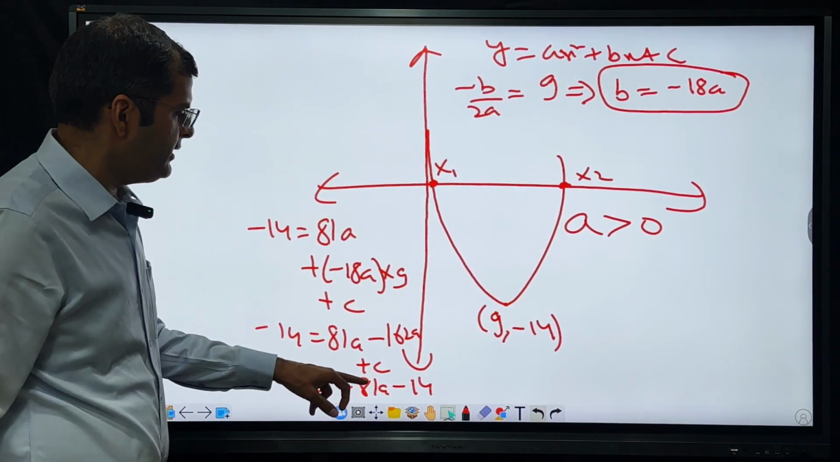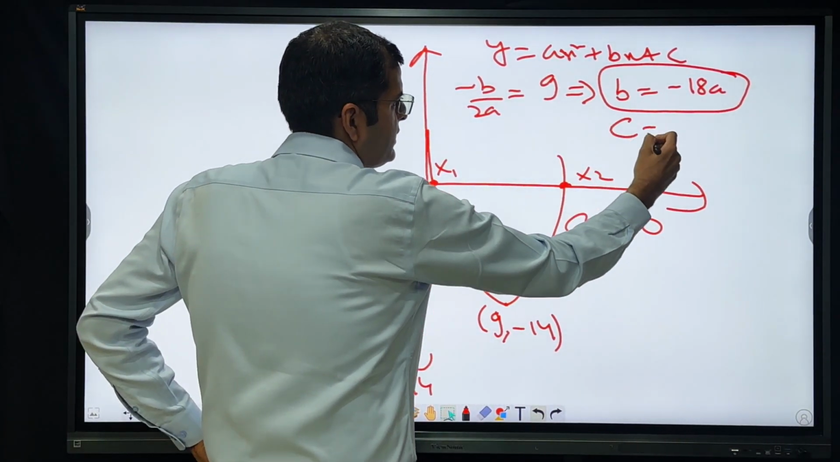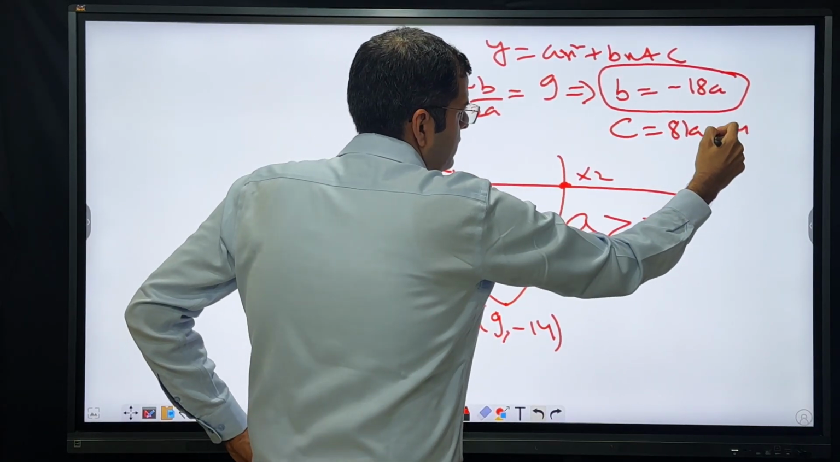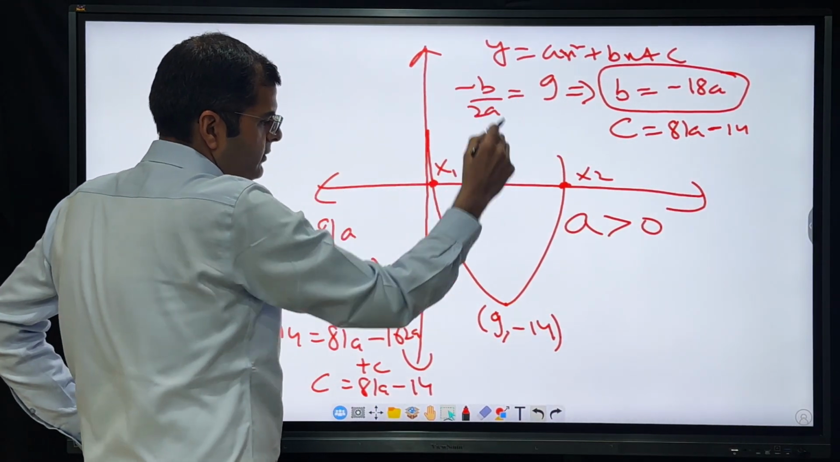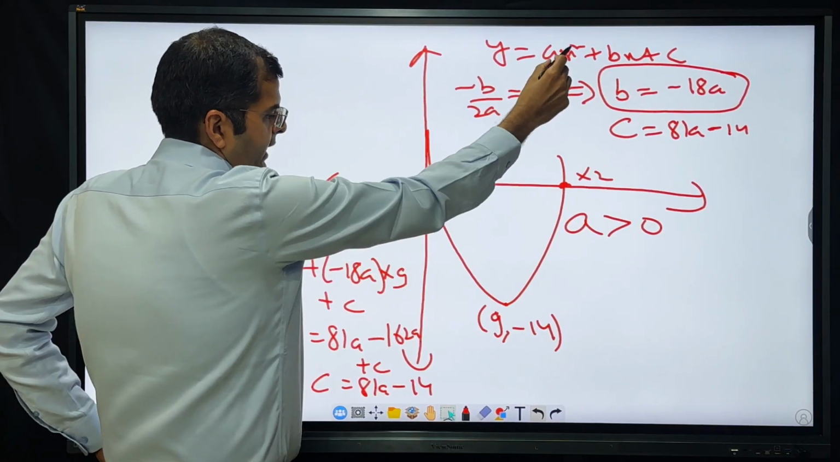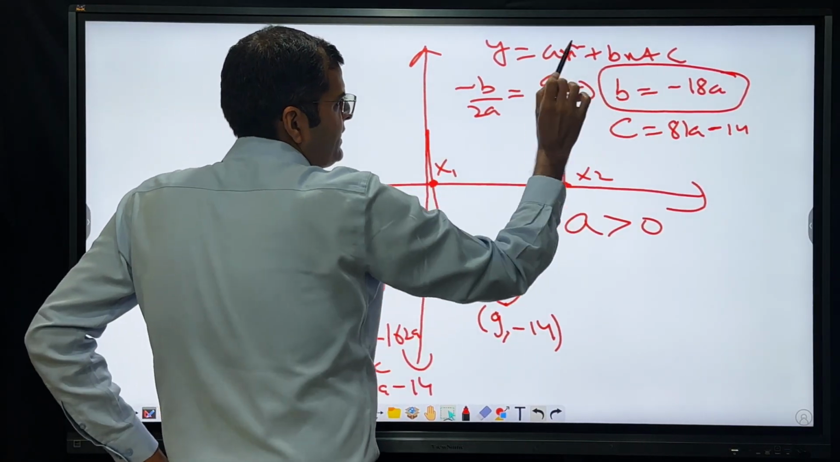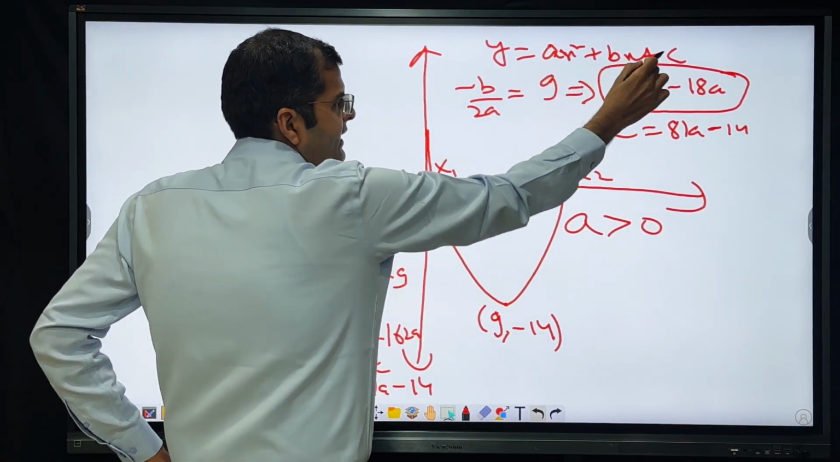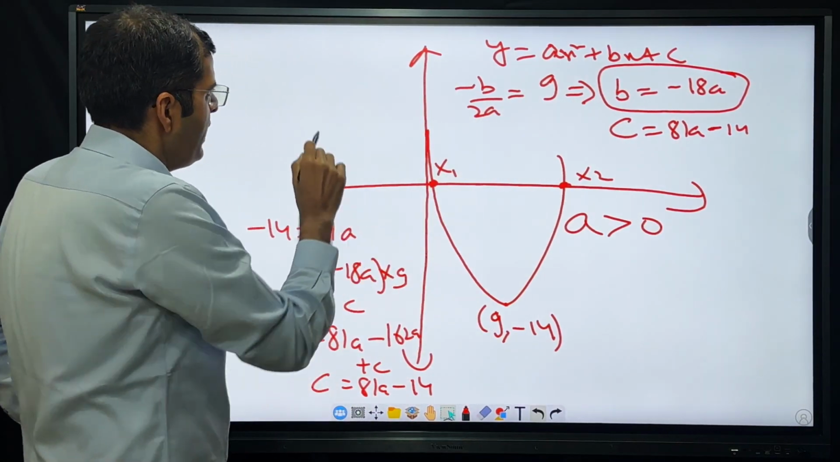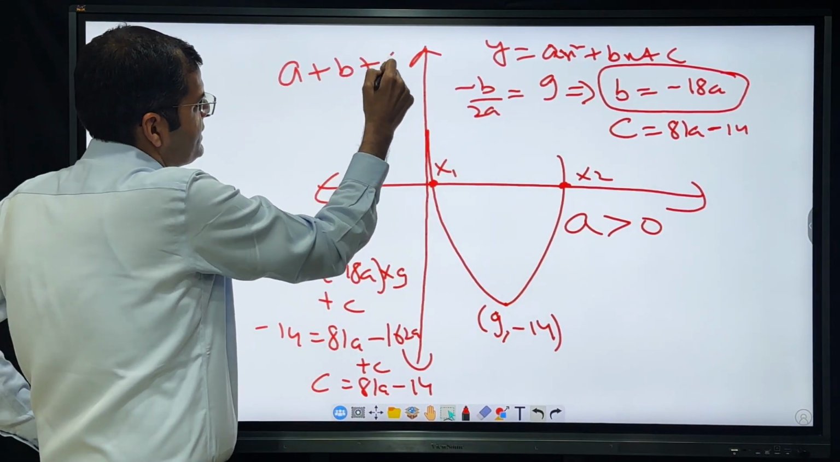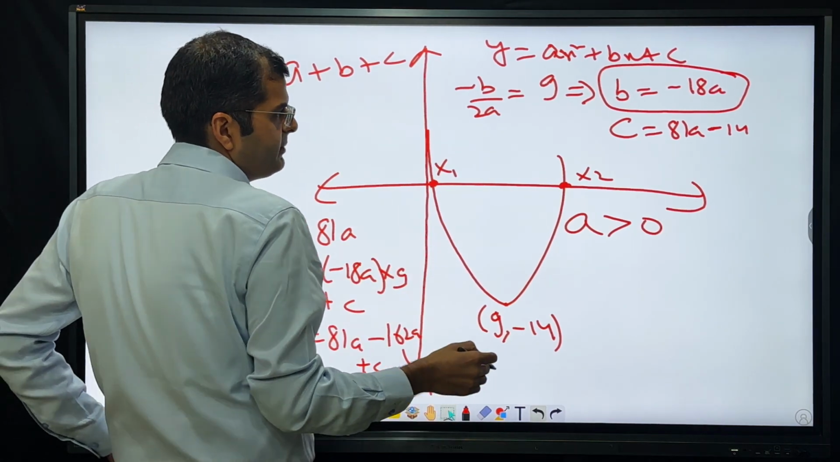C is 81a minus 14. So I conclude c is 81a minus 14. So putting y is equal to minus 14, x as 9 and b as minus 18a and a as a only, I get c in terms of a. I have to find the value of a plus b plus c. What can be the value of a plus b plus c?